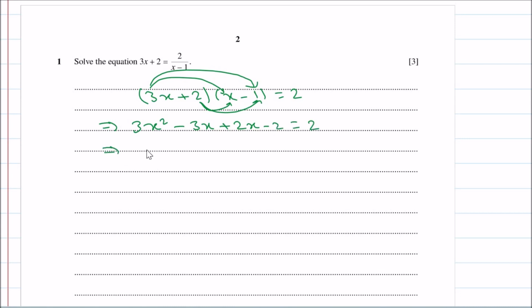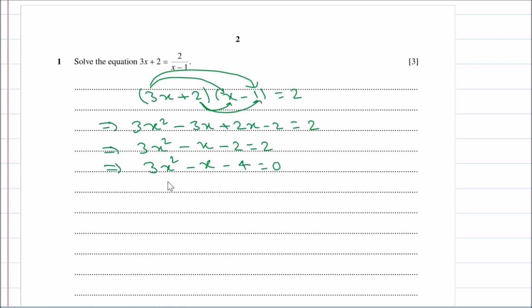Next step, we can combine the like terms, so 3x square, the middle term becomes minus 3x plus 2x, that gives us minus x, minus 2 is equal to 2. Now on the right side we have 2, we need to make it 0. So what will we do for that? We will shift 2 to the left side. So 3x square minus x, and this minus 2 coming to this side will be negative, so that becomes minus 4, that is equal to 0.